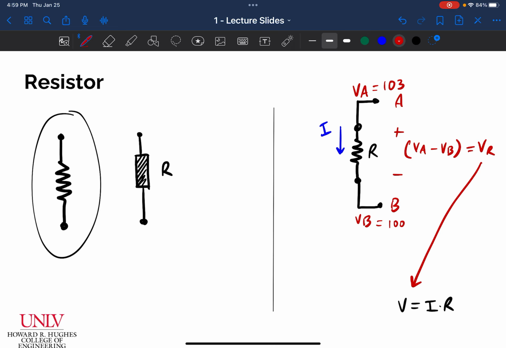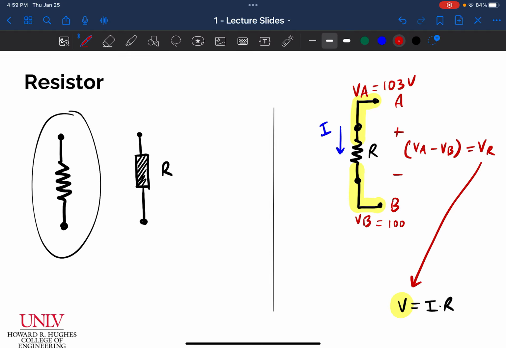What VA would be known as is a node voltage. It's the voltage on this node or wire, which again, I haven't talked about nodes yet, but I will very shortly. This wire has 103 volts. This wire has 100 volts. The difference across the resistor is 3 volts. That is what this V is in Ohm's law. V is equal to IR. So that's what we care about.